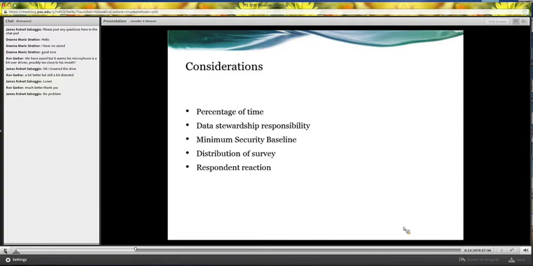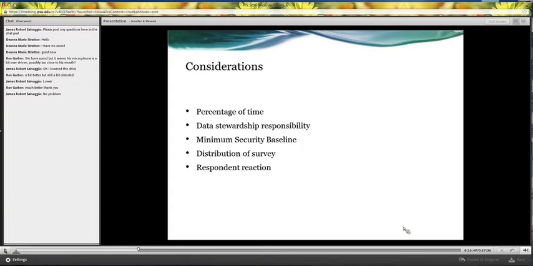The distribution of the survey, as I said, we're going to start out phased. When we thought about who this would really go out to, there really wasn't a group of employees that we could think about that wouldn't get this survey. So this survey will eventually go out to all Penn State employees.